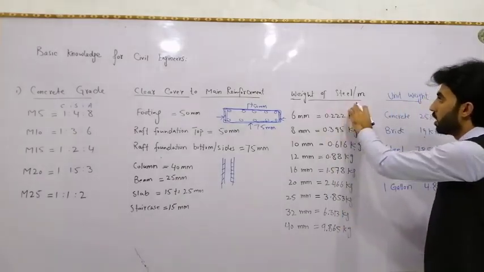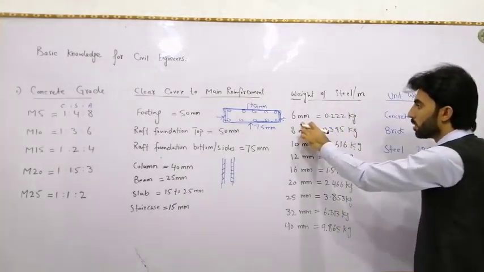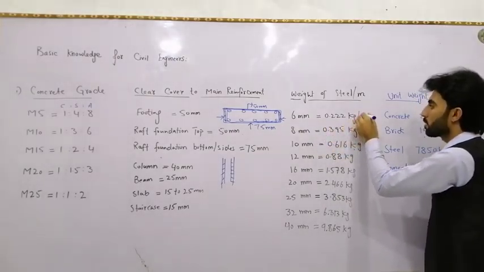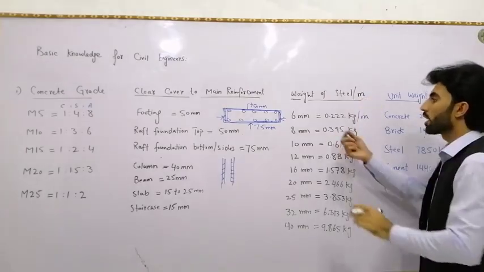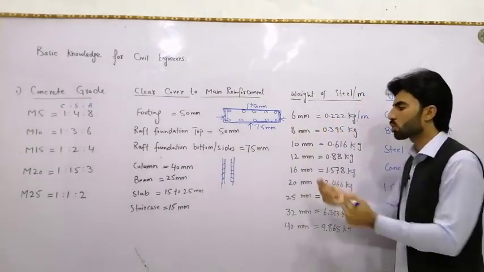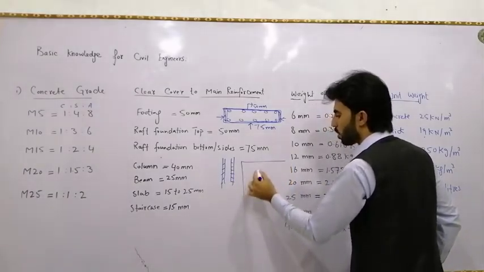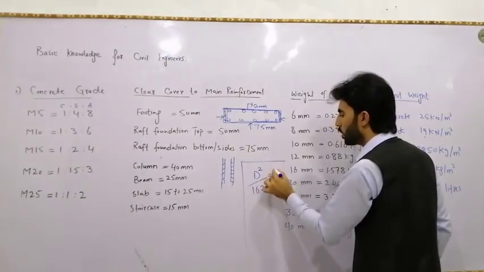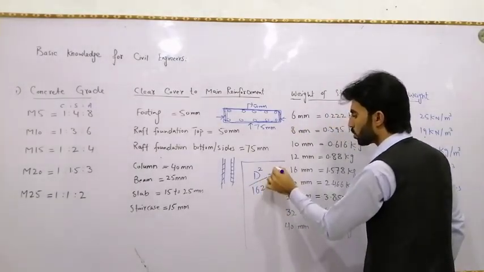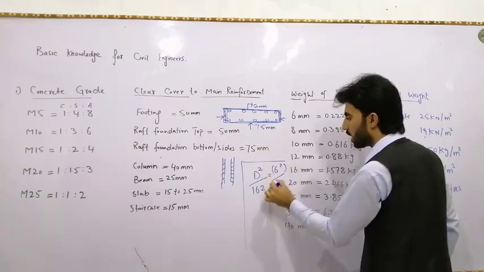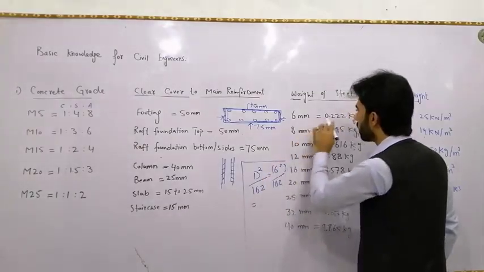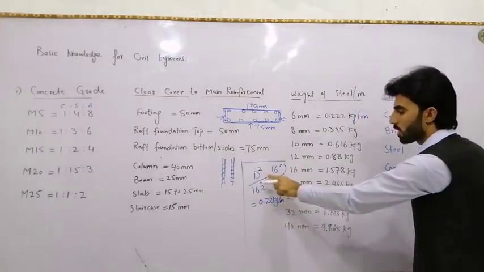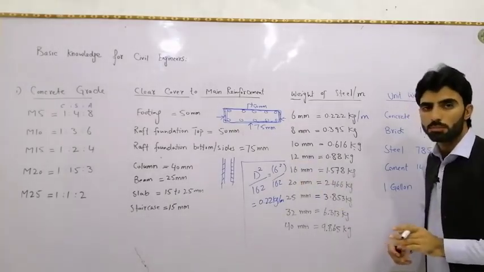So now weight of steel per meter. For 6 millimeter, the weight of steel is 0.22 kg per meter. How can we find this weight of steel for 6 millimeter? We have already discussed this. You can use the same formula, d squared divided by 162, where d should be in millimeter. For example, if we use 6, then 6 squared divided by 162 gives us 0.22 kg per meter. Use the same formula to find the weight of steel in kg per meter.